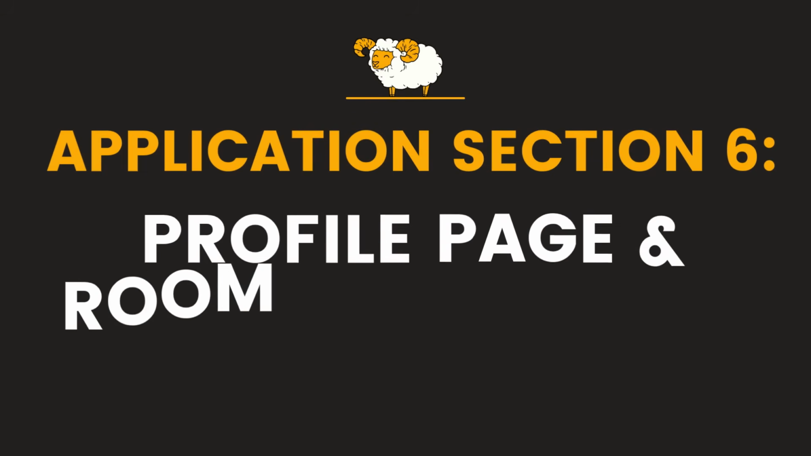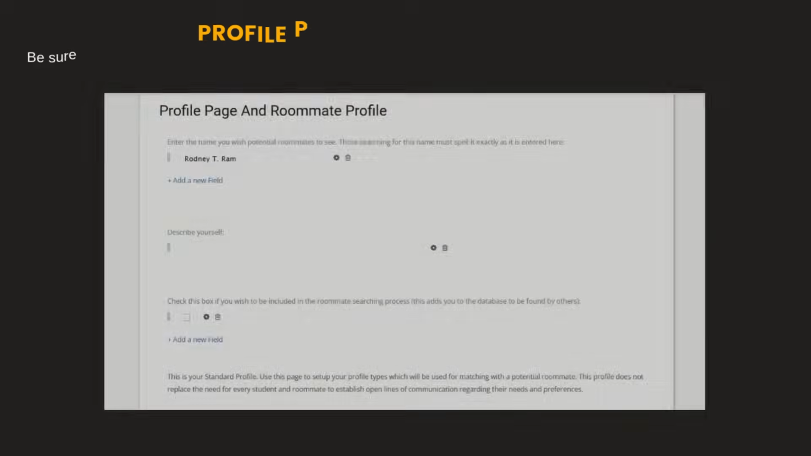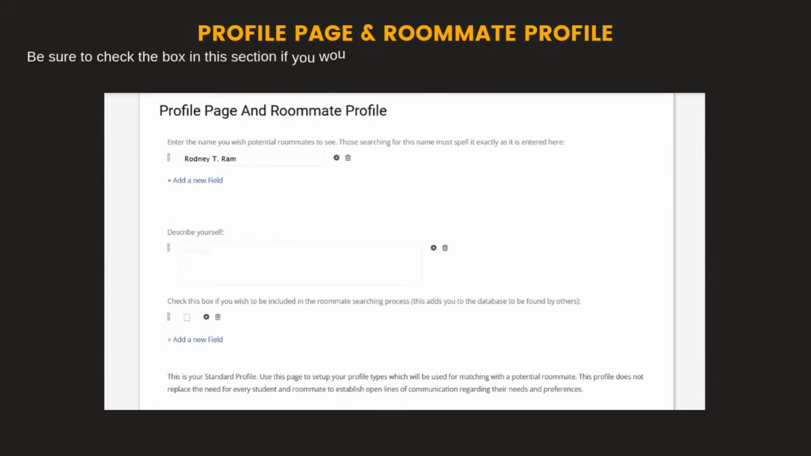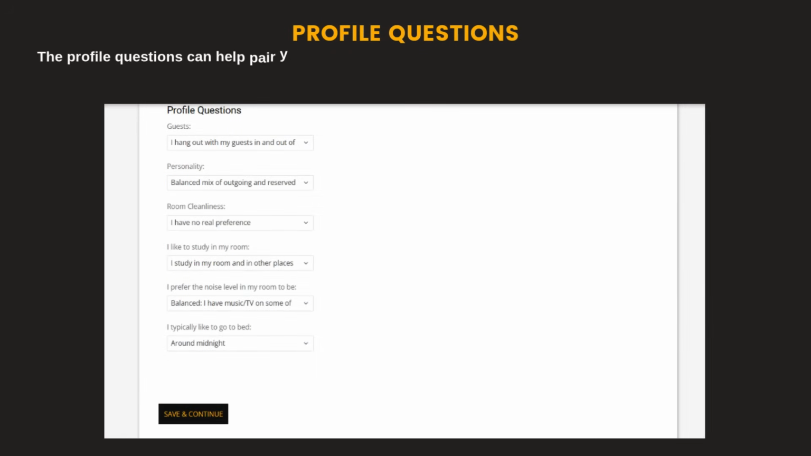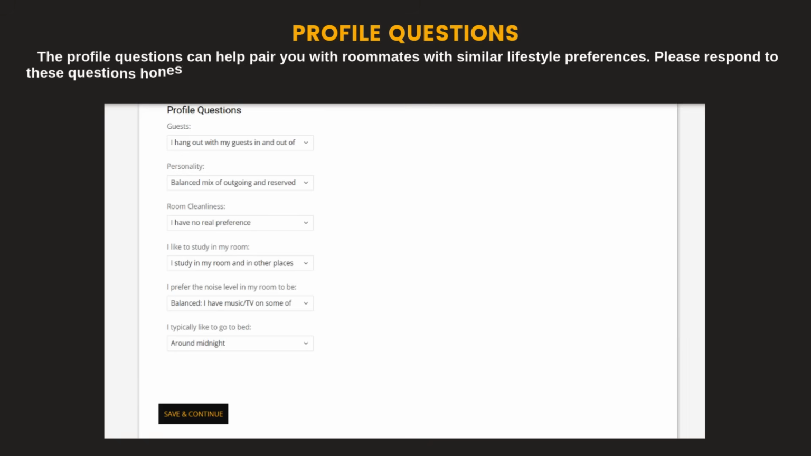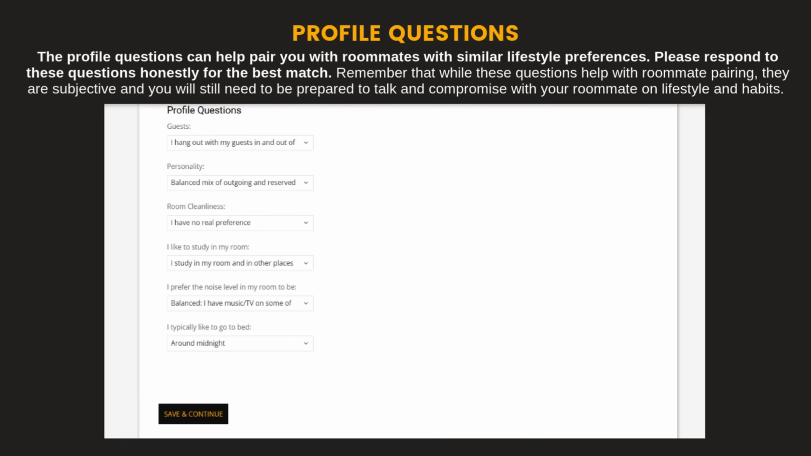Application Section 6, Profile Page and Roommate Profile. Be sure to check the box in this section if you would like your profile to be included in the roommate searching process. The profile questions can help pair you with roommates with similar lifestyle preferences. Please respond to these questions honestly for the best match. Remember that while these questions will help with roommate pairing, they are subjective and you will still need to be prepared to talk and compromise with your roommate on lifestyle and habits.